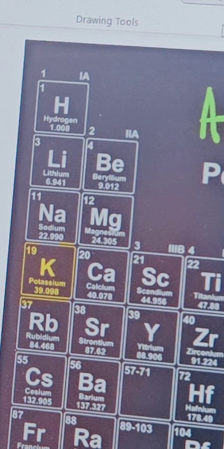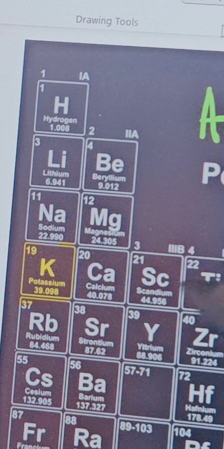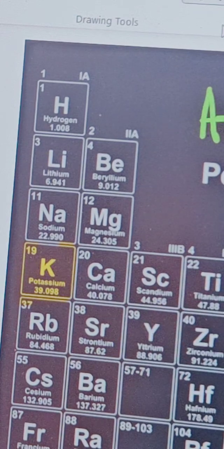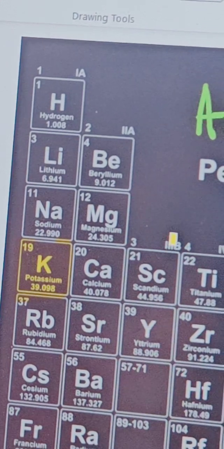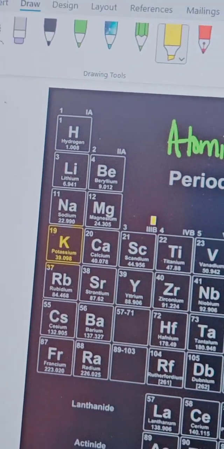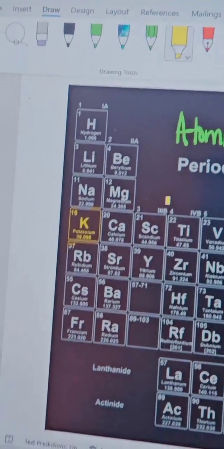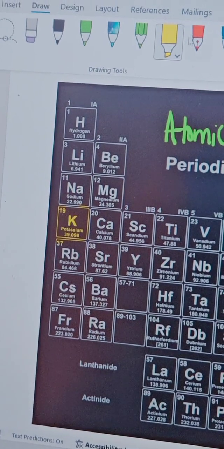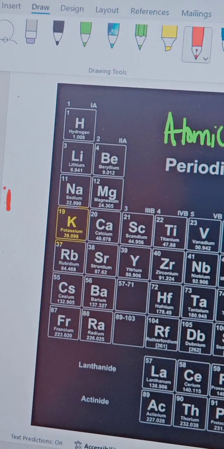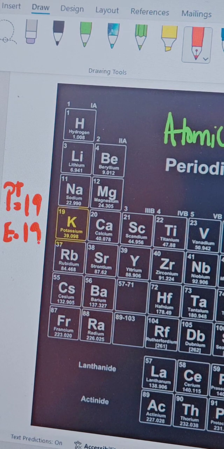So what you see right here, atomic number 19, that is equal to our protons. So let me zoom out a little so you all can see that. All right, so we have protons and electrons. They both are equal to 19. Yes, sodium potassium pump. That's right. Very good.